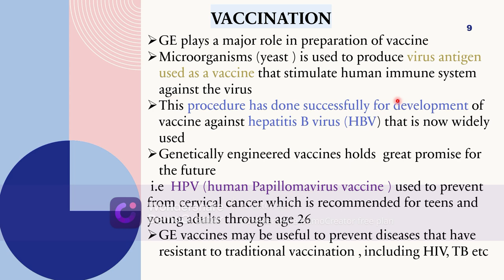Genetic engineering plays a major role in the preparation of vaccines, where the microorganism yeast is made to produce a virus antigen and used as a vaccine that stimulates the human immune system against the virus. This procedure has been successfully developed for the hepatitis B vaccine, which is nowadays widely used. The second example is that genetically engineered vaccines hold great promise for the future.